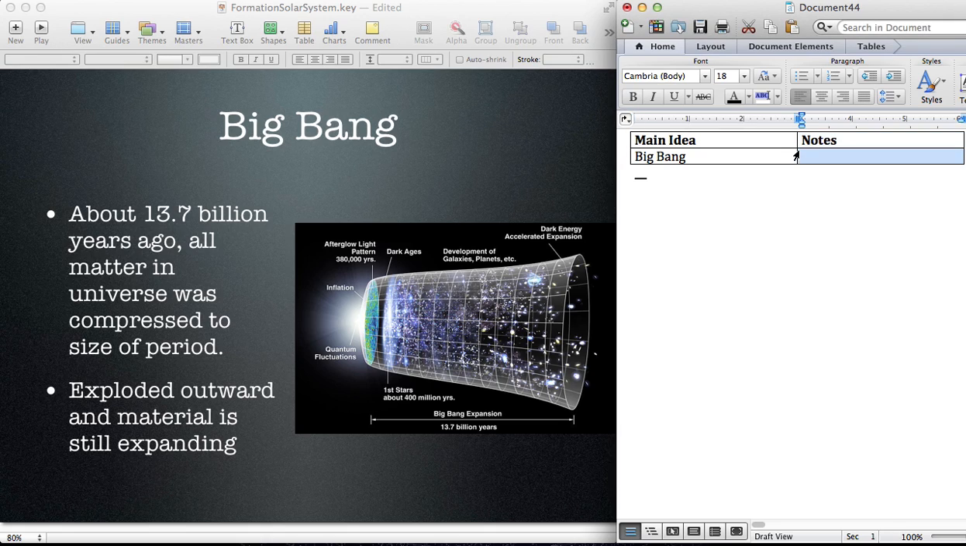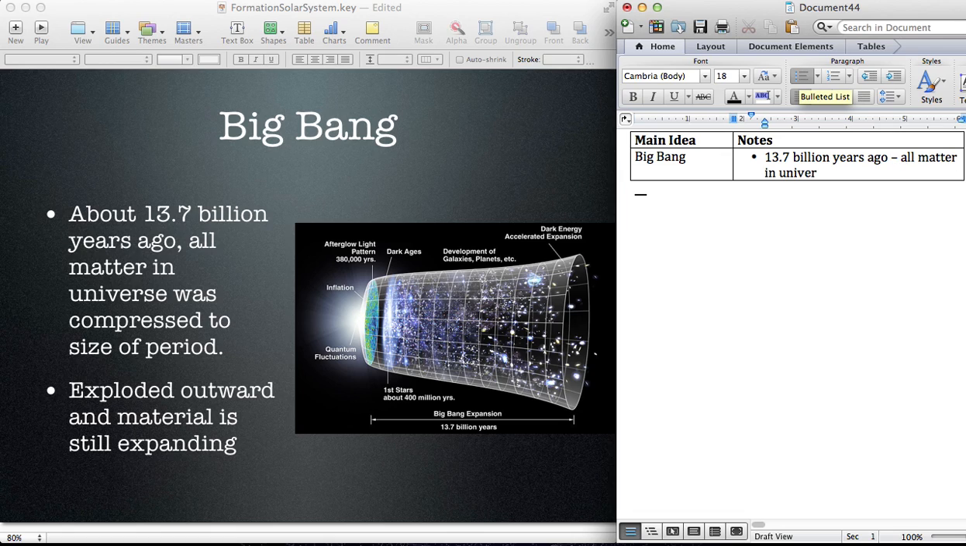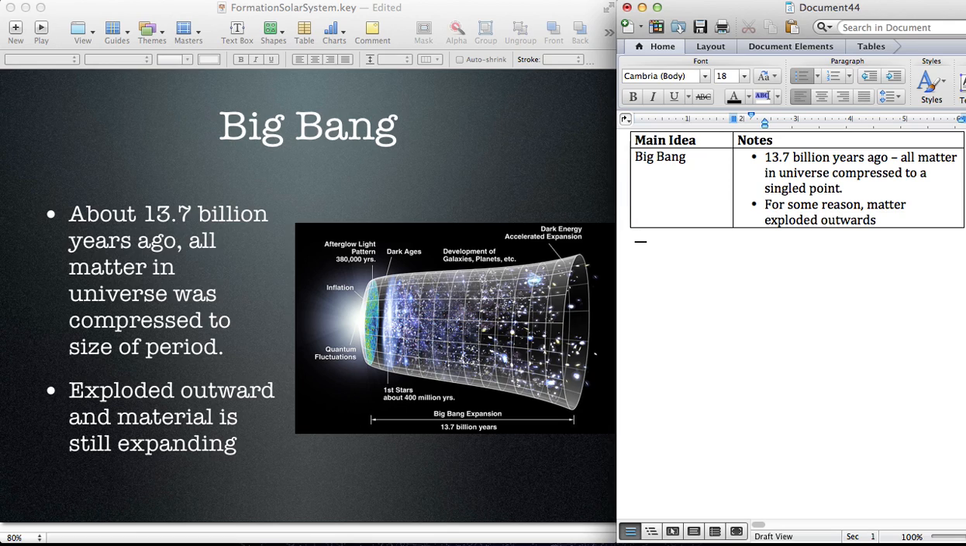We had all the matter in the universe compressed to a single point. I'll help you guys out a little bit at the start of the notes today. 13.7 billion years ago, all matter in the universe compressed to a single point. And then for some reason, that matter exploded outwards, and is still expanding. A, how do we know that this happened? And B, how can we put a time on it, right? 13.7, right? That's fairly precise.